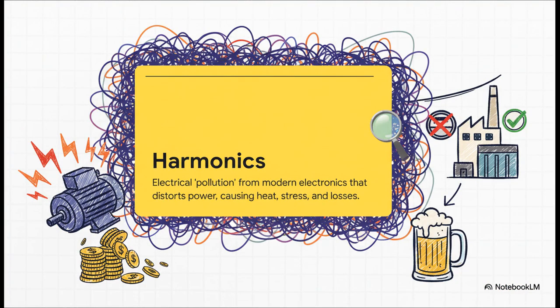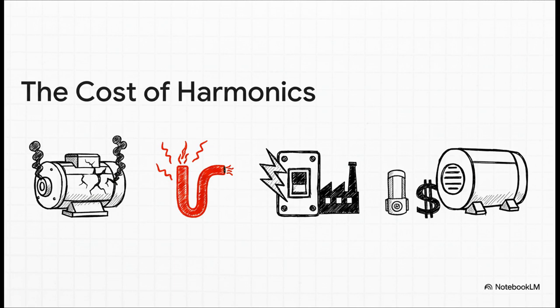You know, all our modern electronics, variable speed drives, LEDs, computers, they're great, but they don't draw power in a nice smooth wave. They tend to take quick gulps of power. This creates a ton of distortion on your electrical network. That distortion, that electrical noise, is what we call harmonics, and it creates excess heat and stress on literally everything connected to it. And the costs of this are huge.